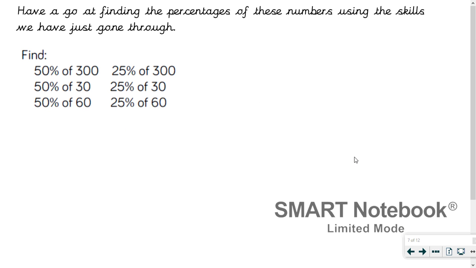What I want you to do is have a go at finding the percentages of these numbers using what we've just done. Remember, 50% is a half, 25% is a quarter. Try and find these ones for me using that method. So pause it, have a go, then come back and we'll go through the answers.